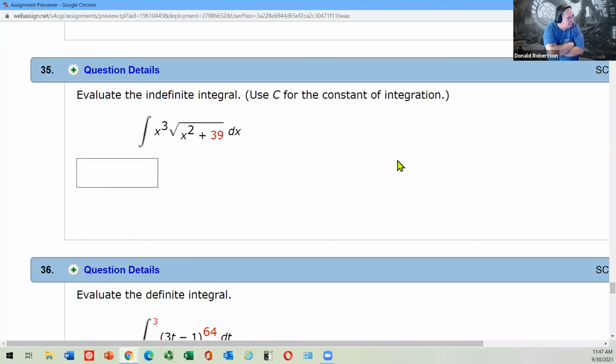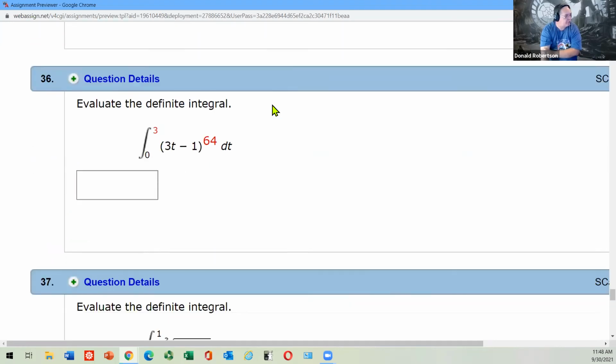Question 35, who's your u sub going to be? And just trust your math. Who's the u sub in 35 going to be? X squared plus 39, right. Can you trust me? I'll show you later tomorrow how we fix that, but that's the u sub that works.